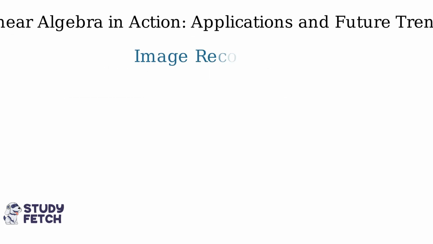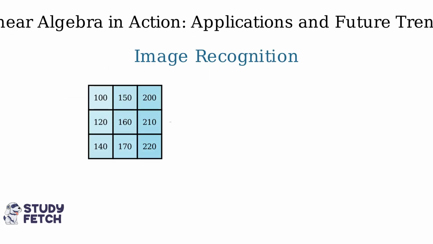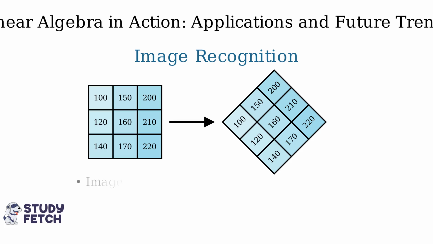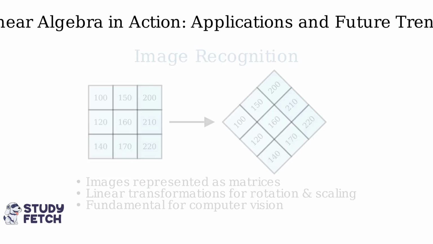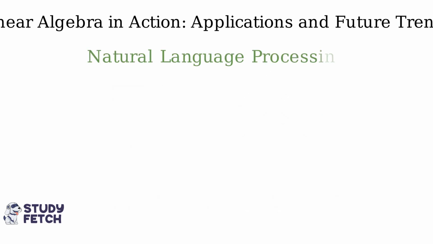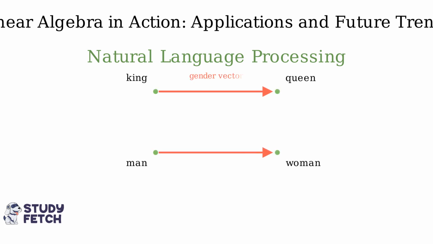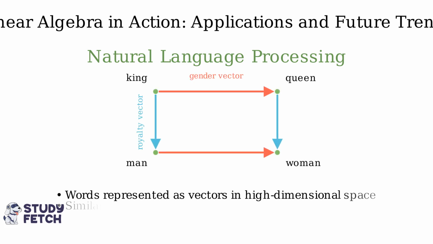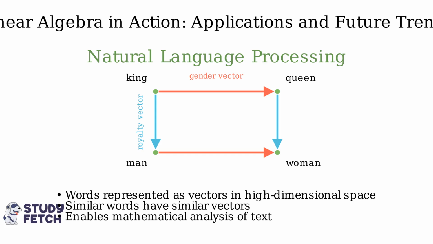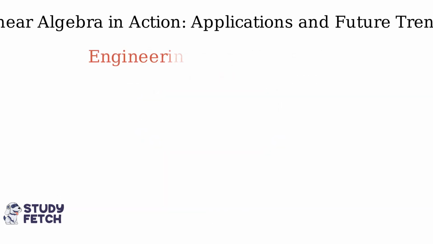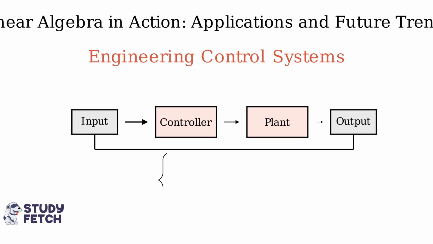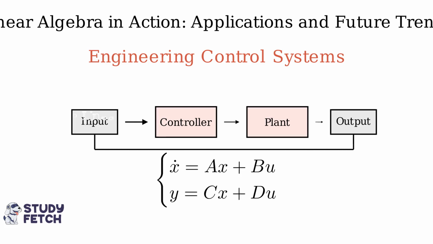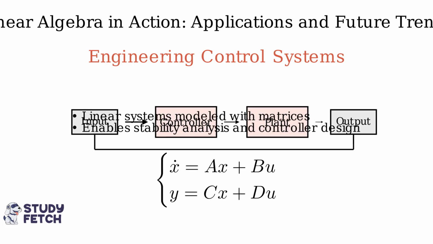In image recognition, images are represented as matrices, and linear transformations are used for operations like rotation and scaling. Natural language processing utilizes linear algebra for word embeddings, enabling mathematical analysis of text data. Control systems in engineering rely heavily on linear algebra for modeling and design. System dynamics are represented using state space equations with matrices.